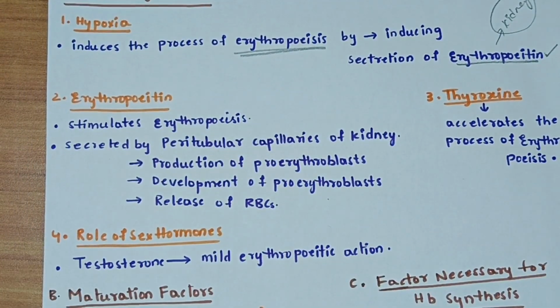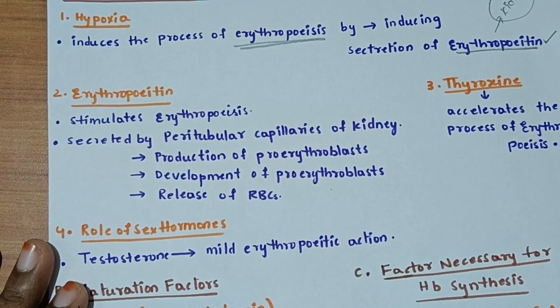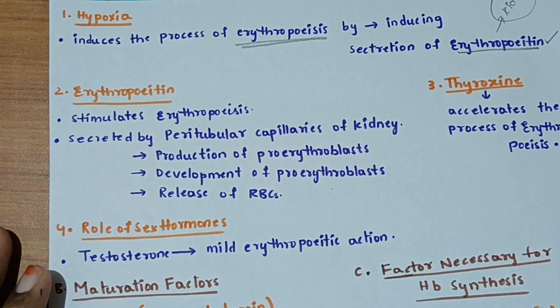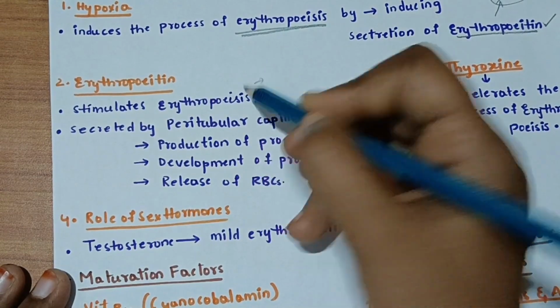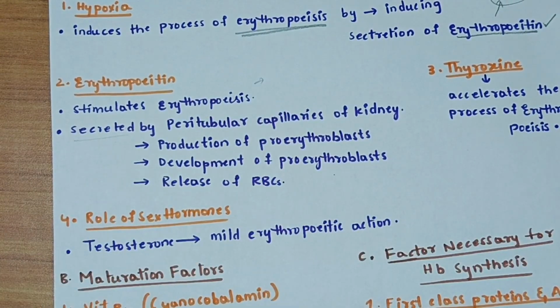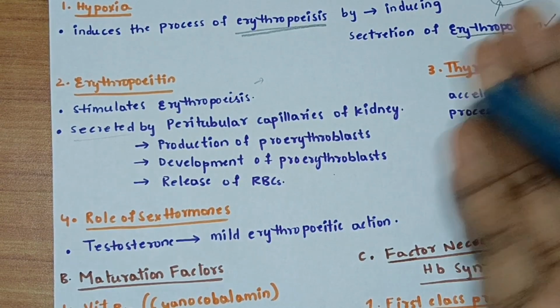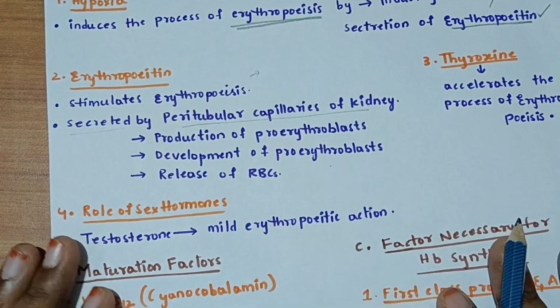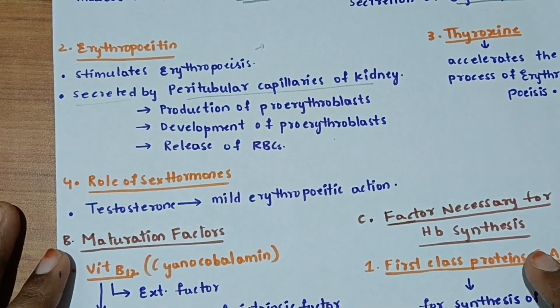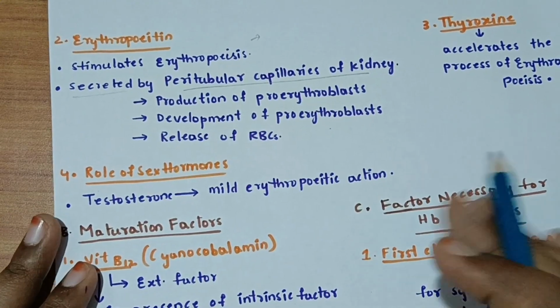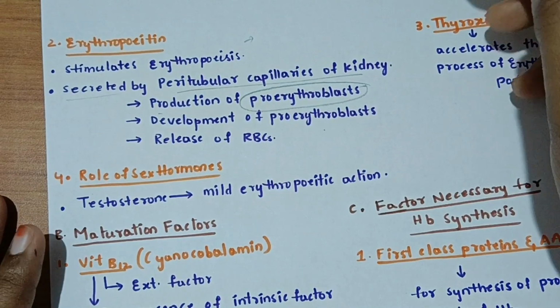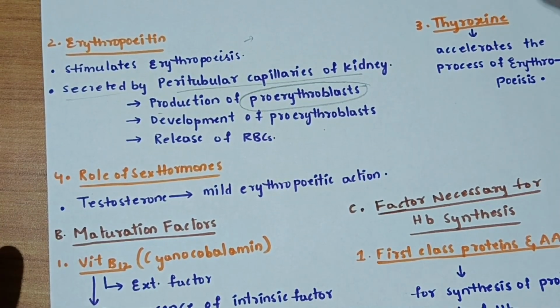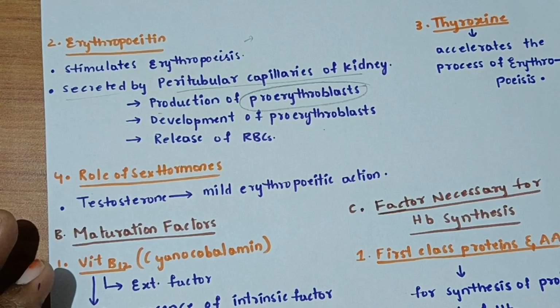The next factor that is necessary for erythropoiesis is erythropoietin. Obviously, it is released by kidney. It is secreted by peritubular capillaries of kidney. So, what are the functions of erythropoietin? It helps in production of proerythroblast. What is the first stage of erythropoiesis? It is a proerythroblast.